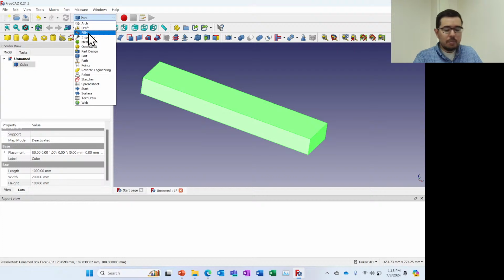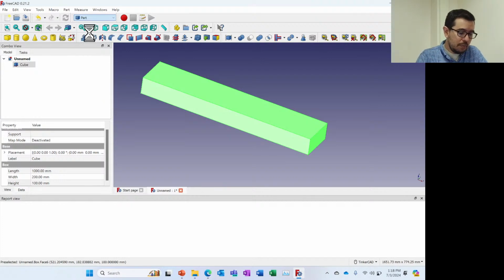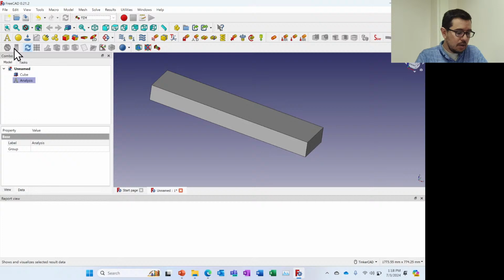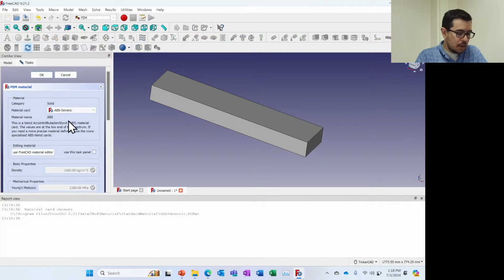So people call finite element analysis by the name finite element method as well. So we're going to do FEM, and that will bring up some new little icons here. First you click on analysis container, and then that brings up this analysis tab, and we're going to then go ahead and pick out a material. So I clicked on that little sphere. I don't know why that sphere represents material, but that's how they have it set up here.